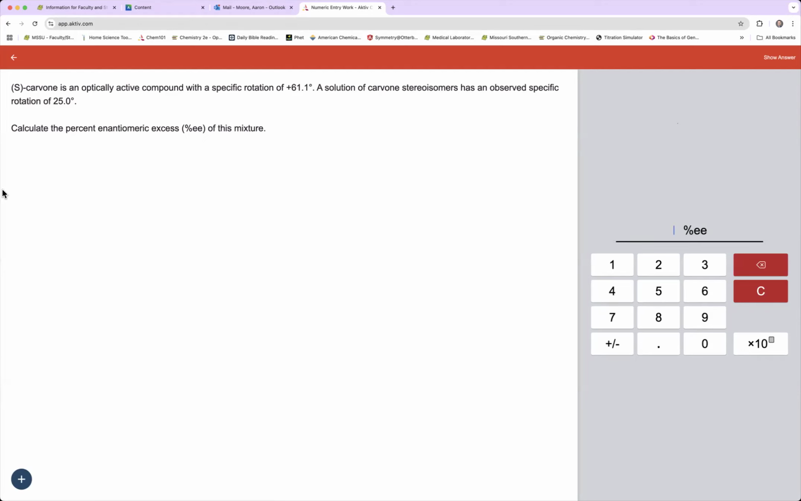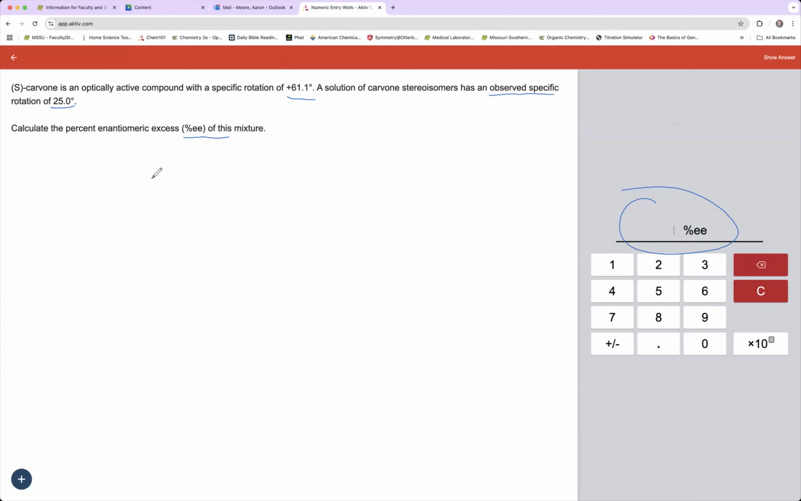What we're told here is that we have S-carvone. It's optically active and it has a specific rotation of plus 61.1. Then we have an observed rotation of 25. What we have to report as our answer is just the enantiomeric excess. But I'm going to take it one step further and calculate the full composition of this mixture. The answer that we're going to report is a step before that.